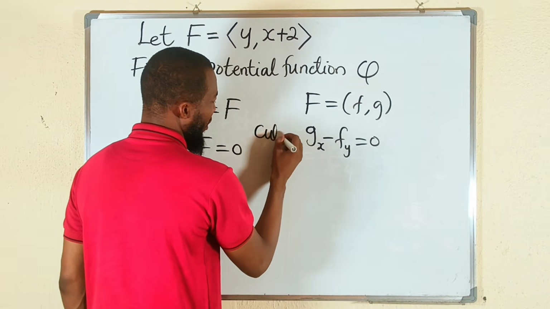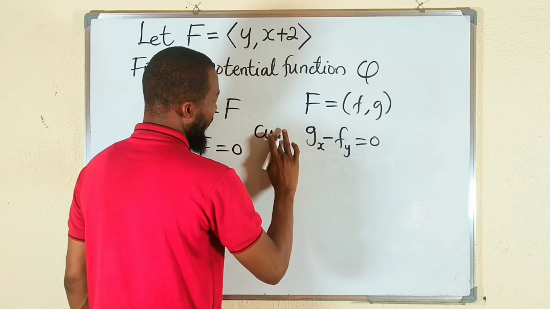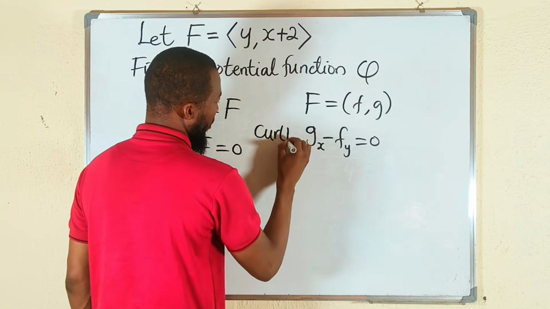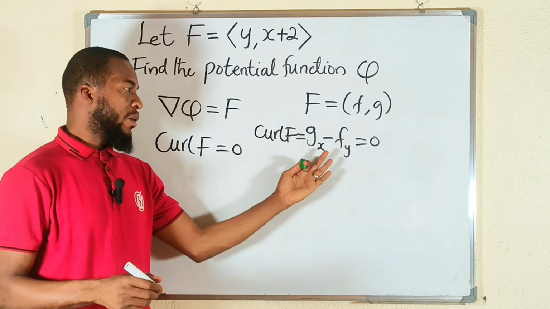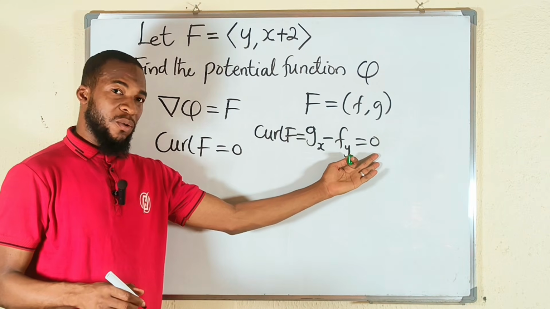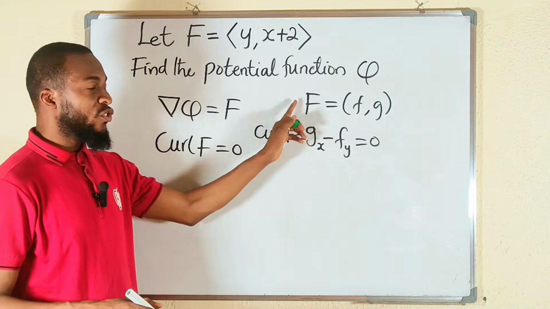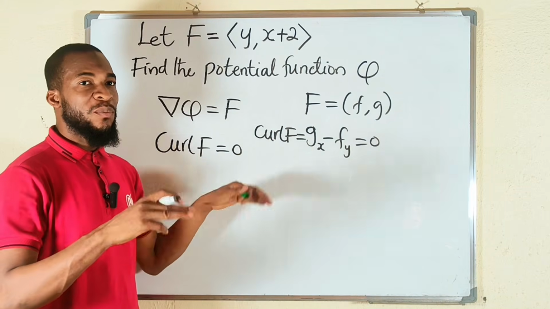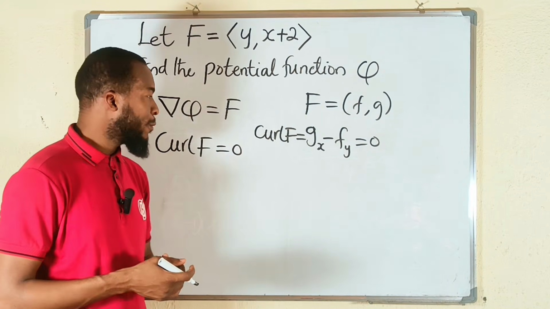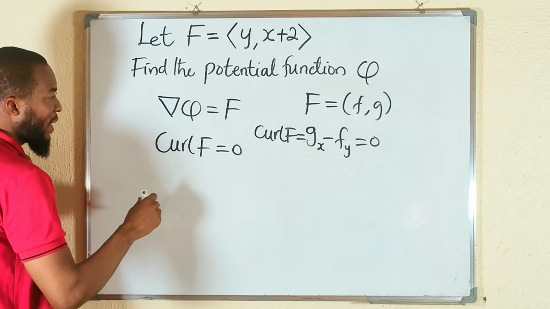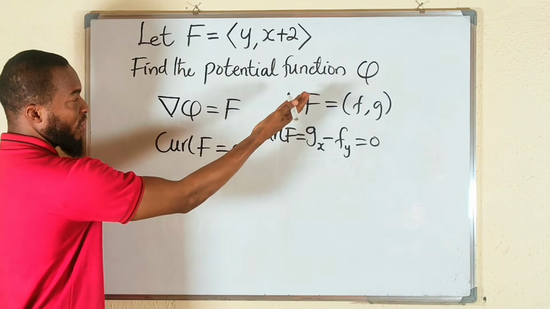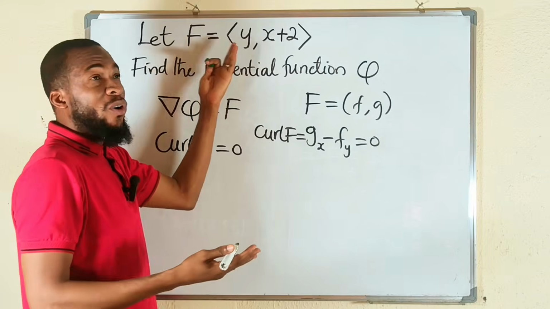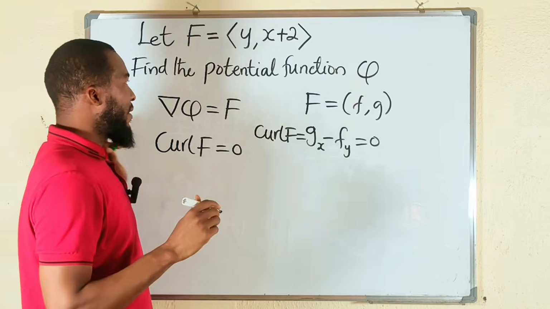This is the curl of F. This is how to compute the curl of F, and once it is equal to 0, we say that the function is conservative and it must have a potential function. So let's come here and compute for that. Though it is not necessary because the question says find a potential function, which implies that it is already conservative, I just want to test it.